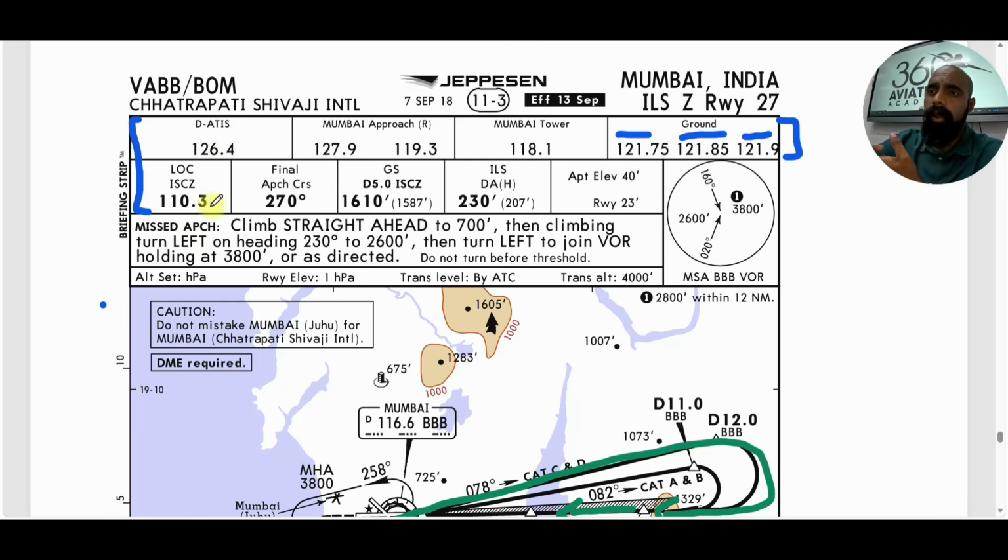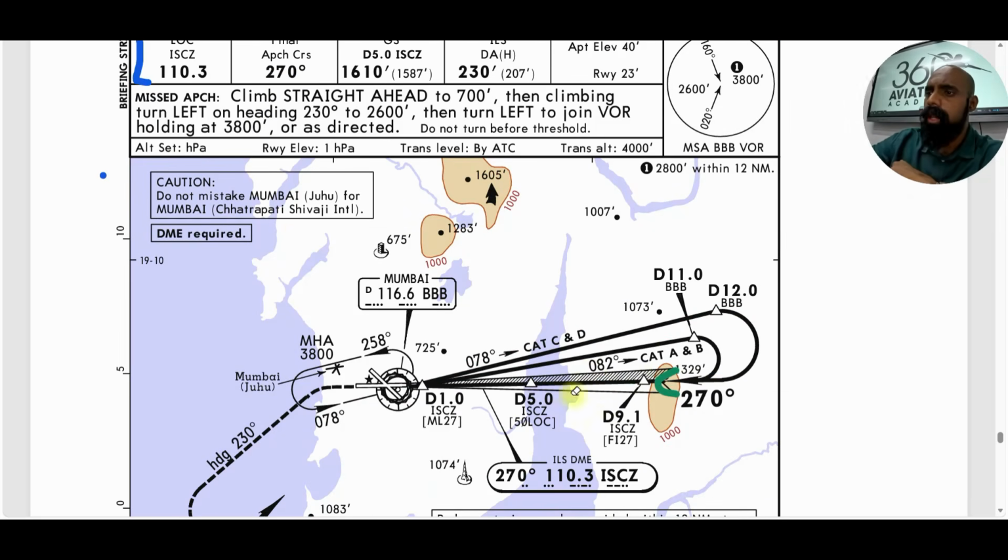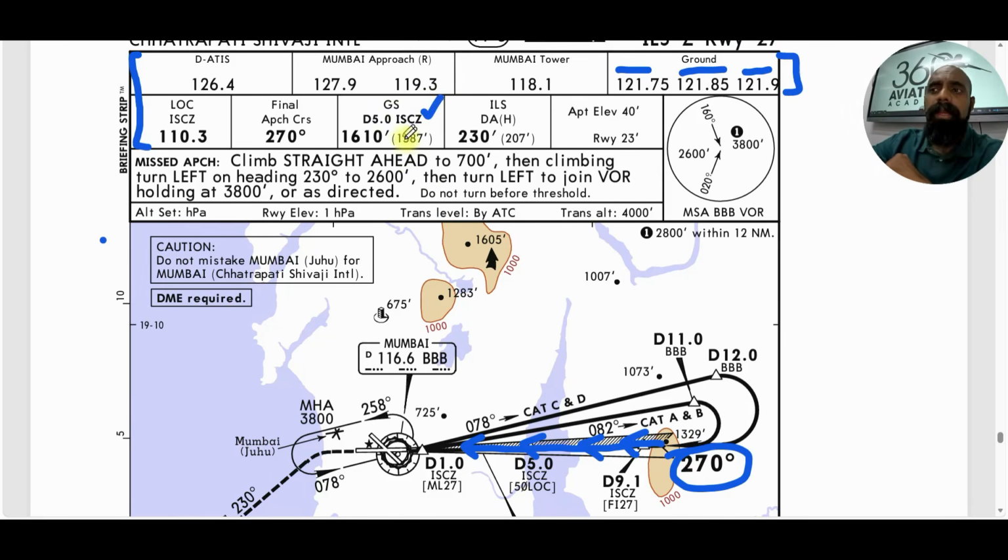That typically is your localizer course, which you can see is India Sierra Charlie Zulu. That is the identifier for the localizer itself, what you tune into the aircraft so that you're able to tune into the ILS. That's 110.3, and the final approach course. This information is typically shown in multiple areas. You can see that same information comes up right over here: the final approach course 270. What does that mean? That's the final course that you take just before you commence your descent and land into Mumbai Airport runway 27.